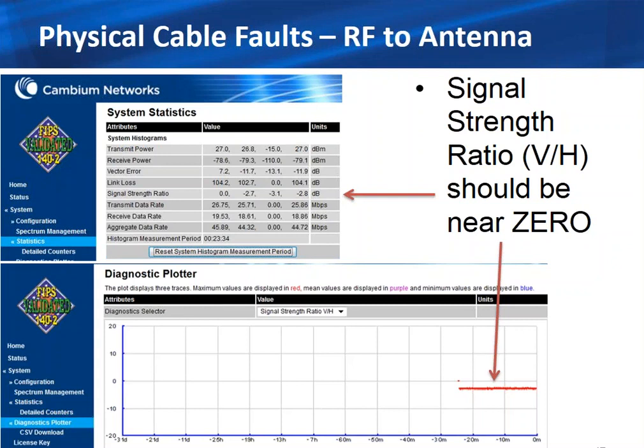They should be around zero. If I've got a dB or two either way, I'm not so concerned. If I see 10, 12, 15, 20, I have a cable fault, and I have a cable failure. Signal strength ratio is actually V over H. If it's a significant plus value, that means my vertical is stronger than my horizontal, which means I've got a problem in the horizontal cables. If I see a very negative number, let's say minus 20, that would mean my vertical cable is at fault and my horizontal cable is much stronger by, say, 20 dB. So those are values we want to take a look at, and we want to consistently look at those over time to make sure they stay pretty close to zero.